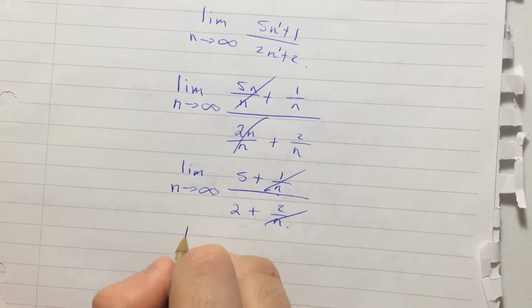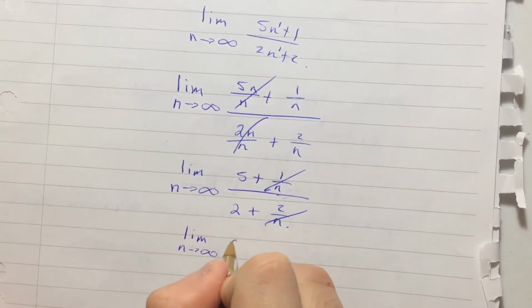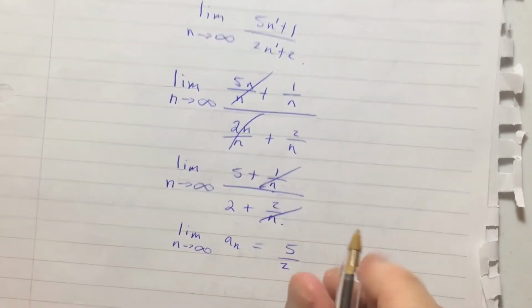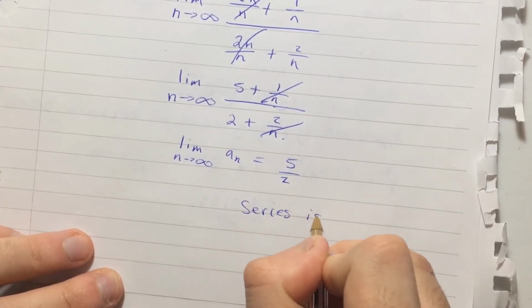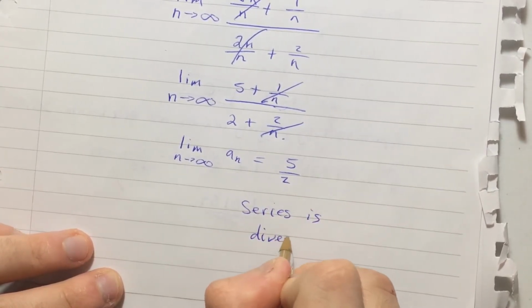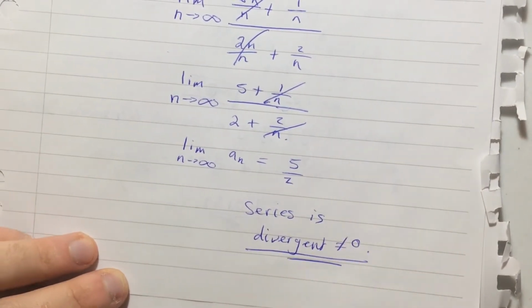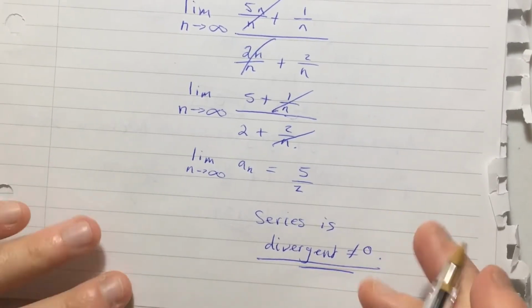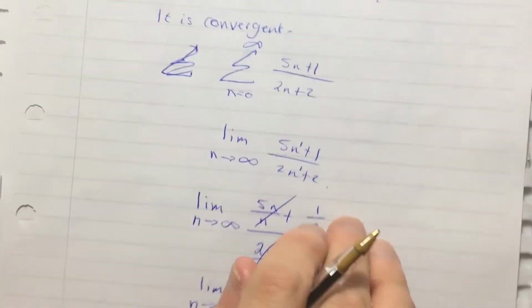So that means the limit as n approaches infinity of a sub n is equal to 5 over 2, which means that this series is divergent because it doesn't equal 0. Now, that's it. Pretty much, it doesn't equal 0, so this series diverges.